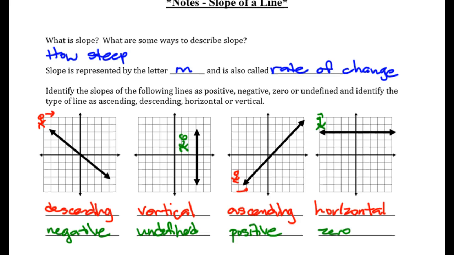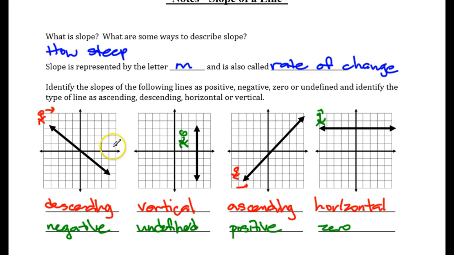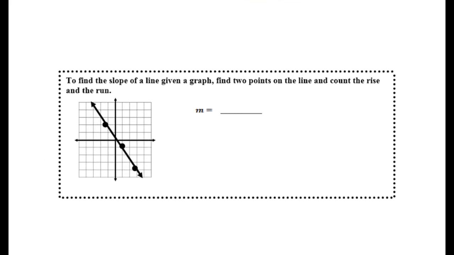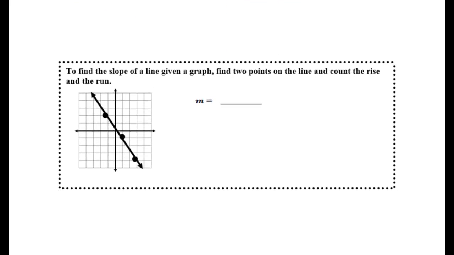So those are the 4 types of slopes, and using this is a really good way to make sure the slope of your line is the right sign, positive or negative, a quick eyeball check. Let's go ahead and get into how to find slope. We're going to practice finding slope a few different ways.